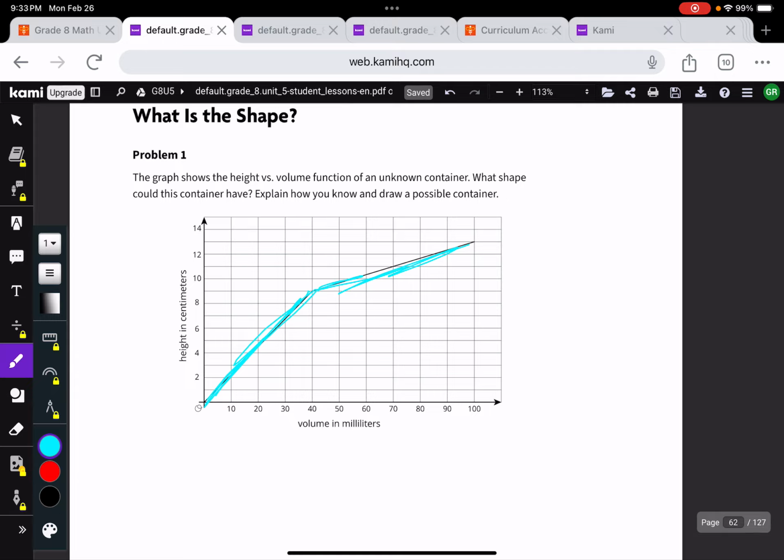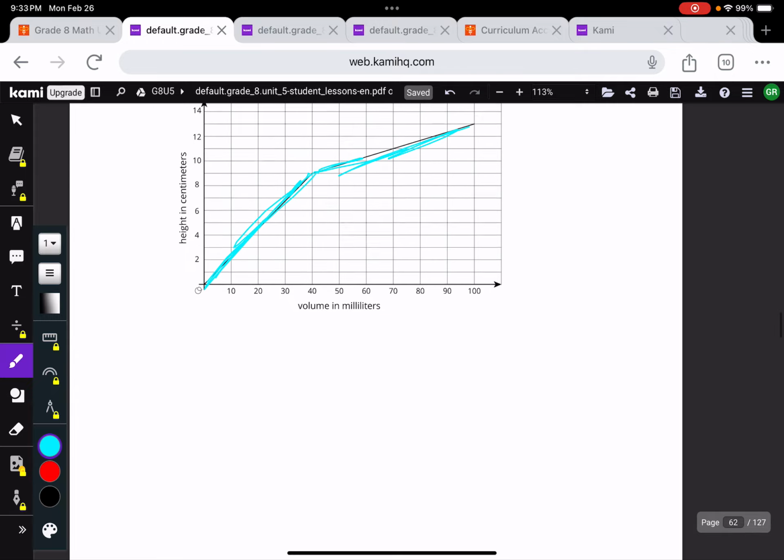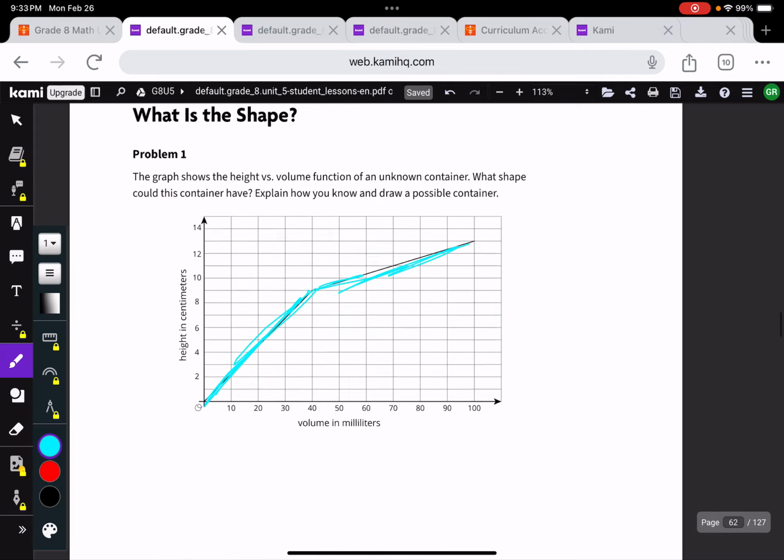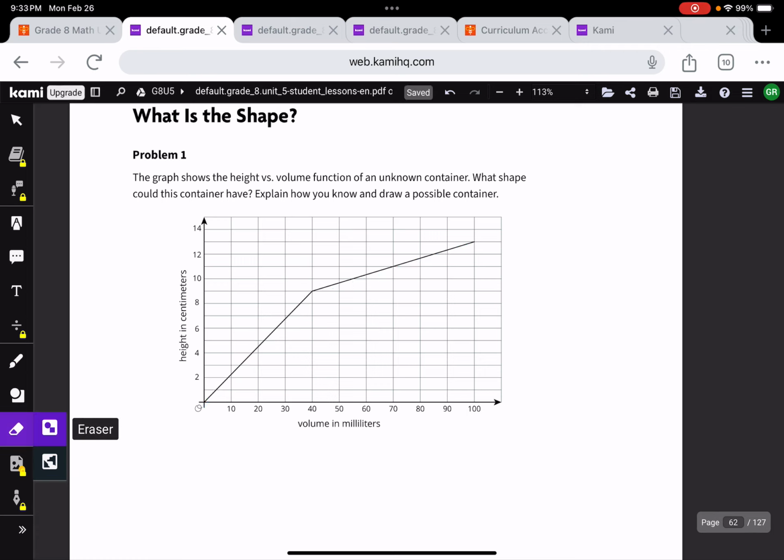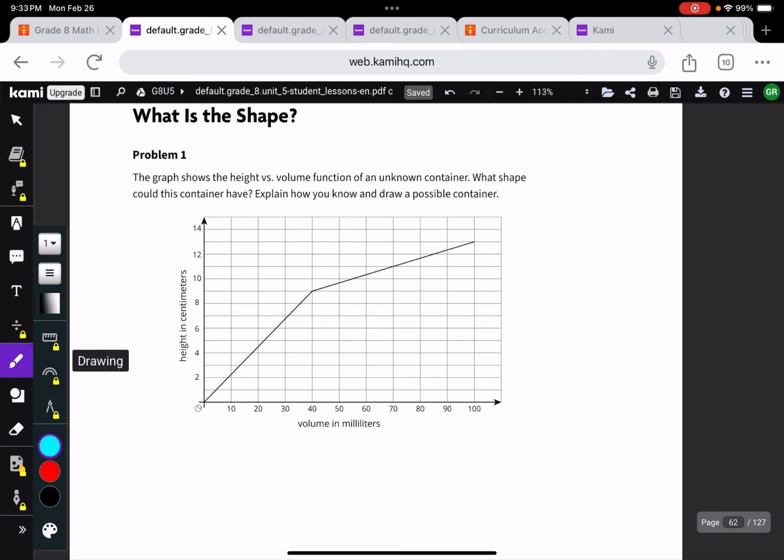What shape do you think this container is? Go ahead and draw and see what you come up with. When it says explain how you know and draw a possible container, what shape could this container have? And if you're going off of what we just talked about, go ahead and hit pause and draw something. But this container is filling up quickly, and then all of a sudden it doesn't fill up so quickly.